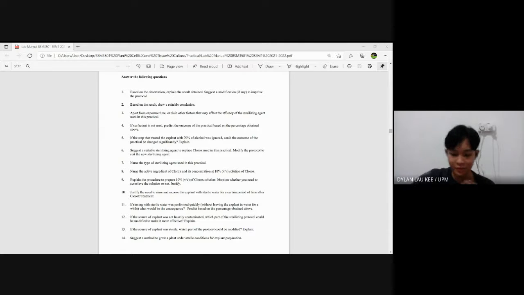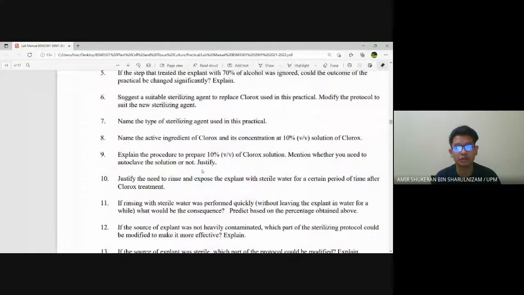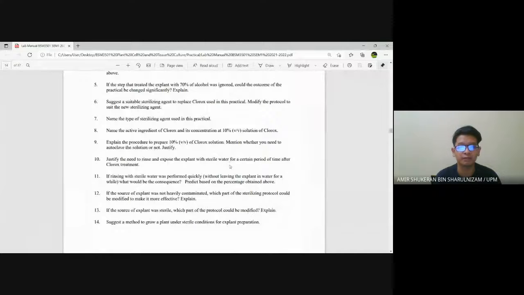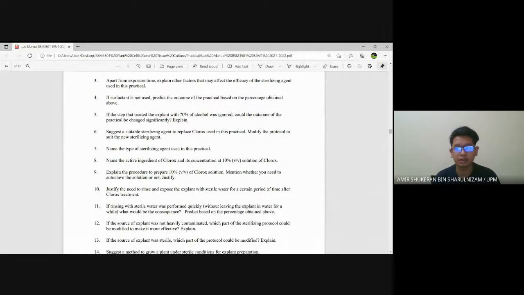Okay, moving on to question number 9. Explain the procedure to prepare 10% Clorox solution. Mention whether you need to autoclave the solution or not and justify it. Anyone? I think I can answer this. Okay. For this question, it's pretty straightforward because, of course, if we need to produce 100 ml of 10% Clorox solution, we need to dilute 10 ml of Clorox solution in 90 ml of distilled water.